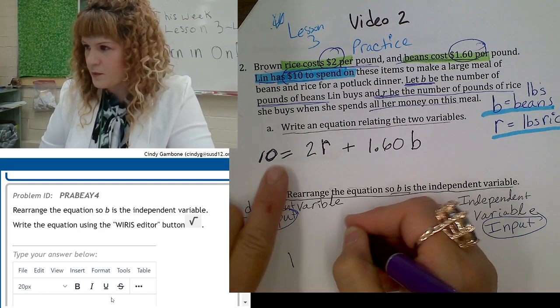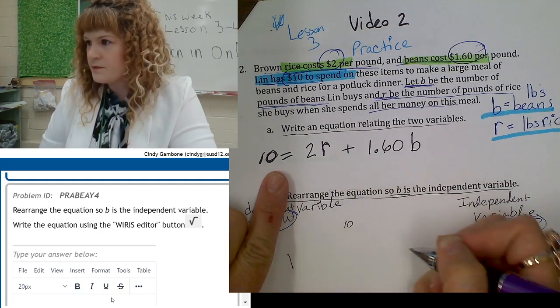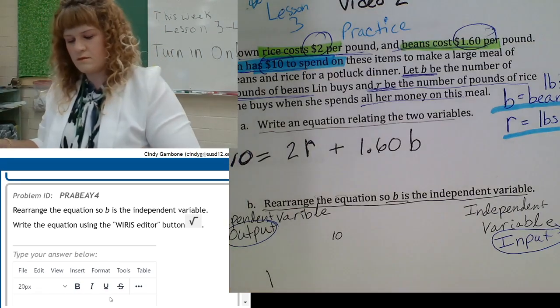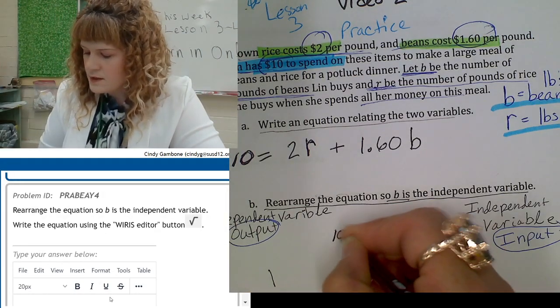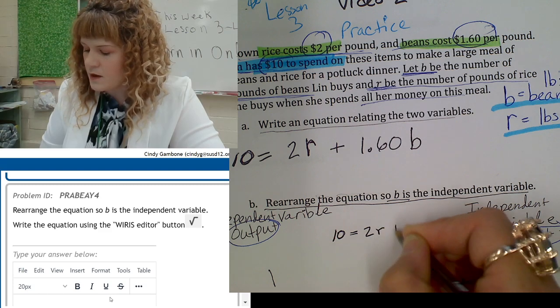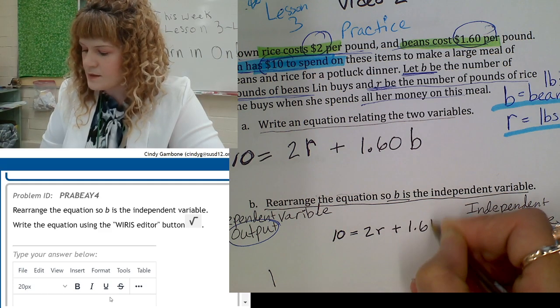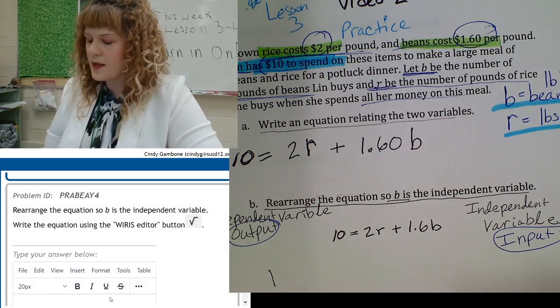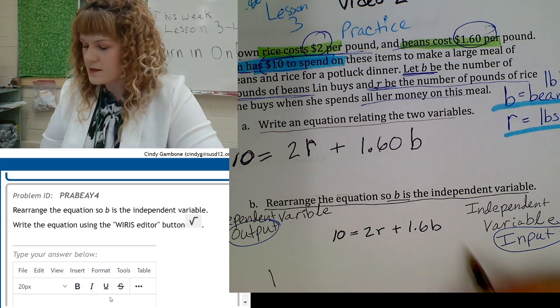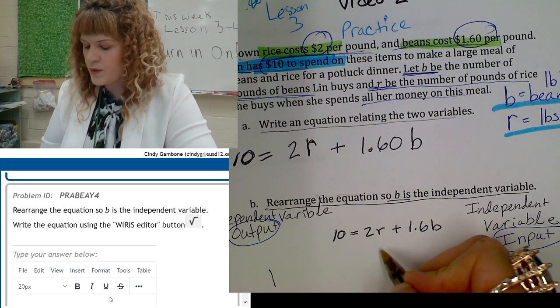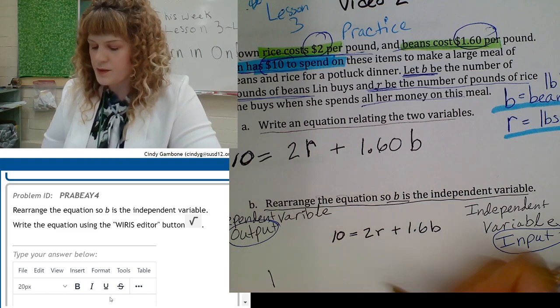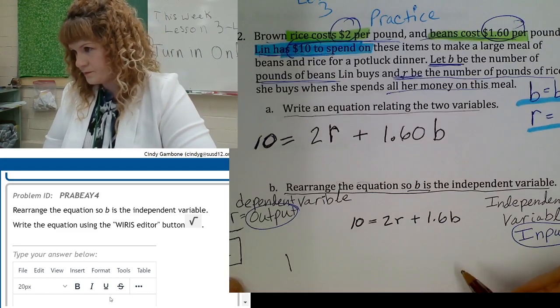Start with the equation we had in part A. 10 equals 2R plus 1.6B. Now we want to rearrange this so that we can say R equals blah, blah, blah, blah, blah.